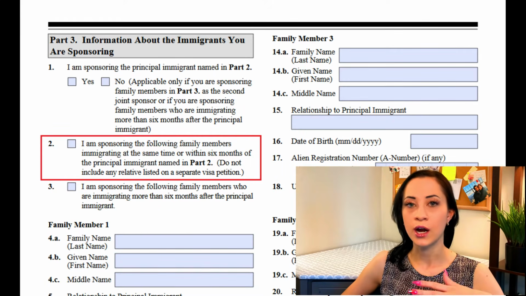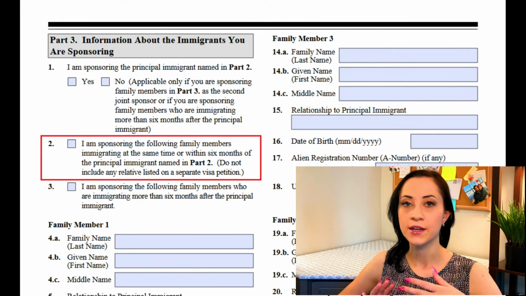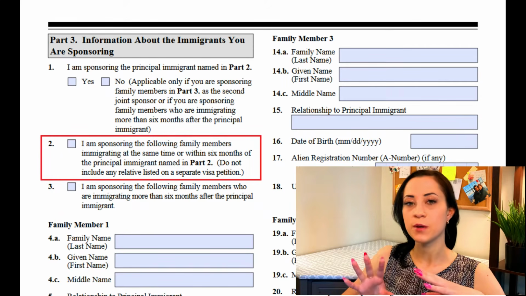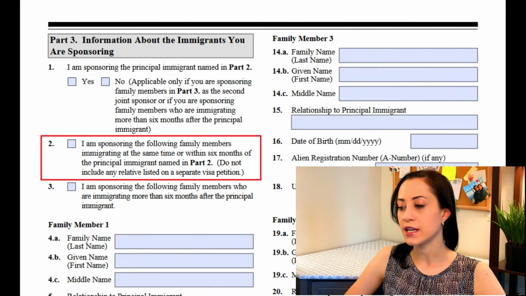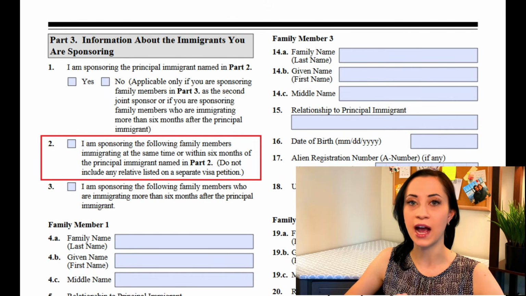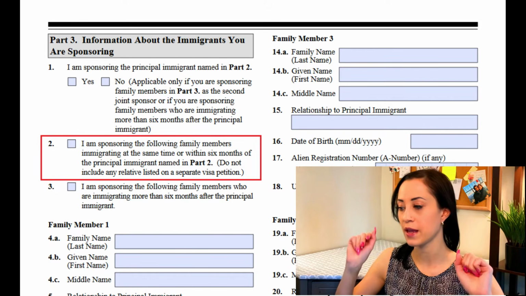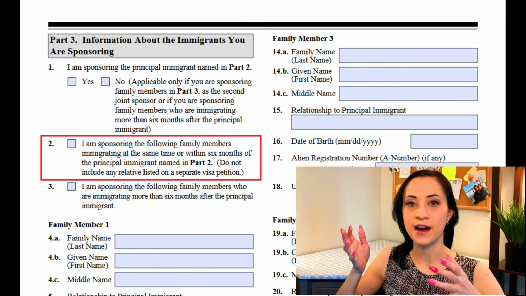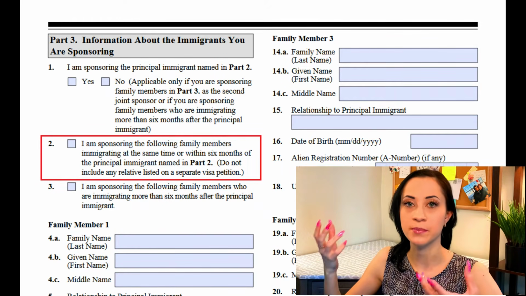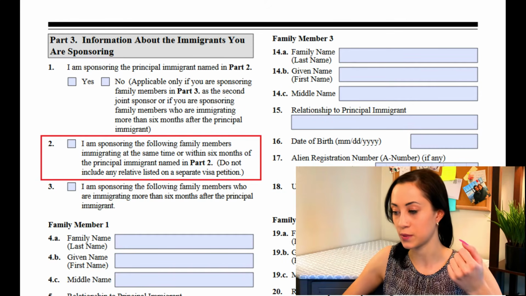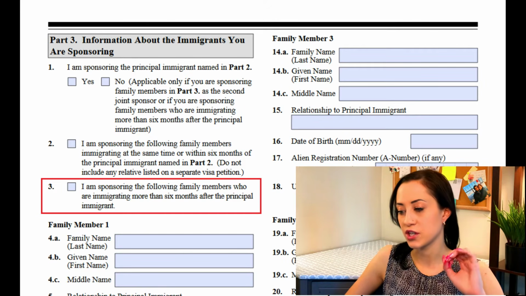However, if you are a US citizen or a green card holder and you are petitioning for your spouse and your unmarried child under 21, then you should have already filled out separate petitions, separate I-130s for each of them, and therefore you would be filing separate I-485s for them, meaning separate I-864s as well. Okay, part 3, question 3.